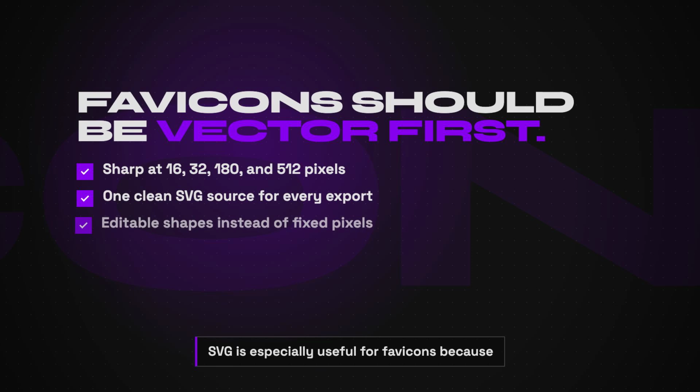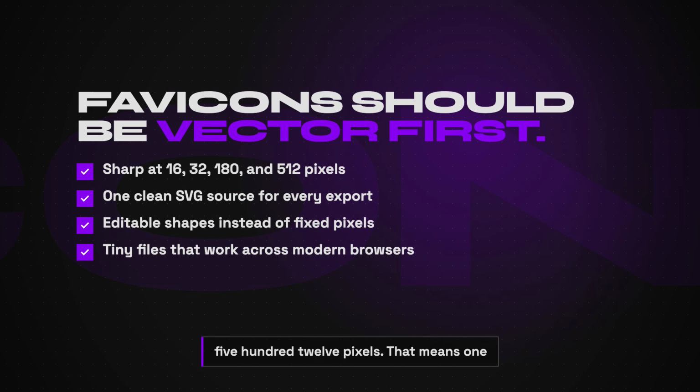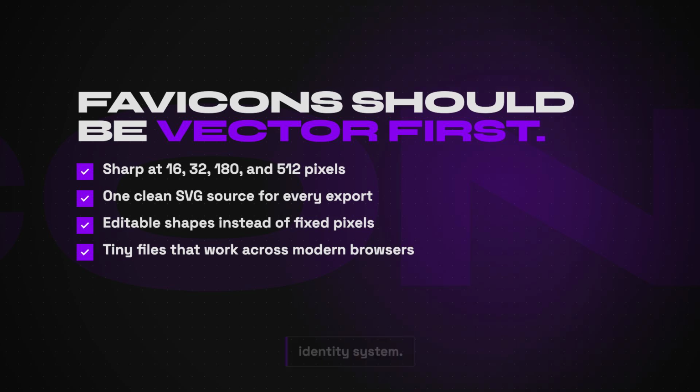SVG is especially useful for favicons because it stores shapes, not pixels. The browser can draw the same icon cleanly at 16, 32, 180, or 512 pixels. That means one clean vector source can power the whole identity system.